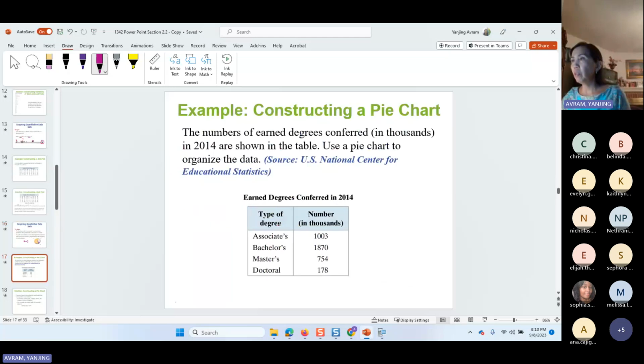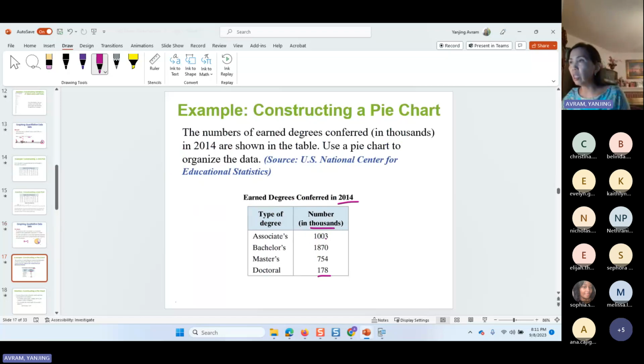So for example, this one is the degree type and by the number. Associate, this is in 2014, right? Number of degrees in thousands in the US in here. So associate degree is, you know, you can say like 1,003 in thousands, okay? So total degree is 178,000, all right? And then this will be 1 million actually, okay?